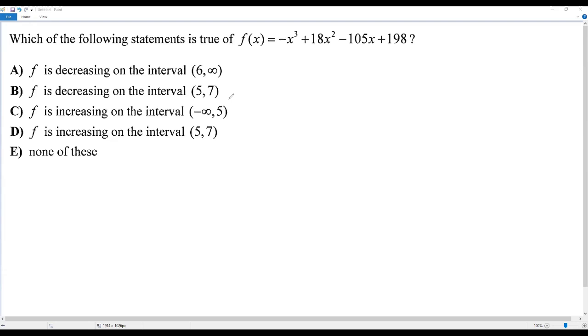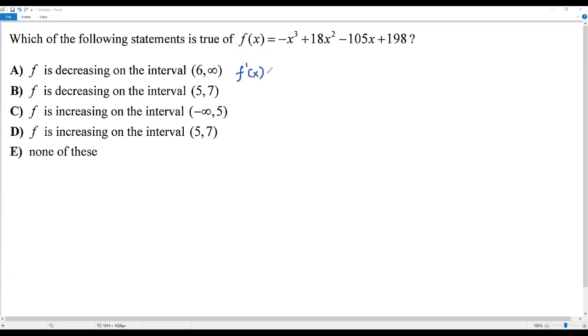Since we have information about the intervals of increasing or decreasing for the function f(x), what we have to do is find the intervals where the given function f(x) is increasing or decreasing. For that, I have to find the first derivative of the given function f(x). So let me do it.